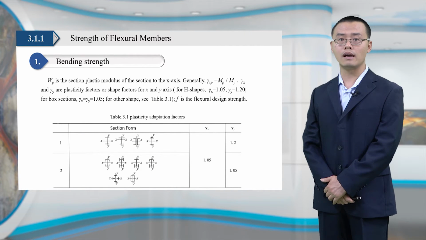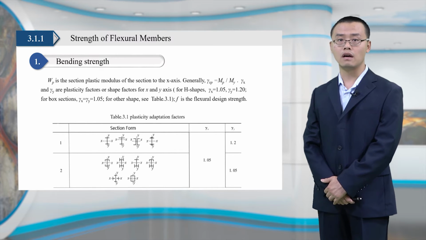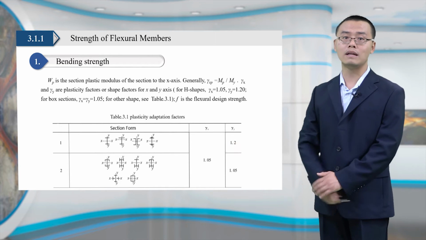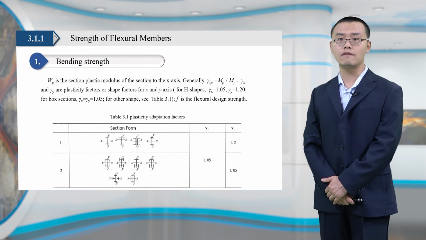Now, Wp is the plastic modulus of the section about the x-axis. Generally, gamma x and gamma y are plasticity factors or shape factors for the x and y-axis. For I shapes, gamma x equals 1.05, gamma y equals 1.20. For box sections, gamma x equals gamma y equals 1.05. For other shapes, see table 3.1, which shows the plasticity adaptation factors.